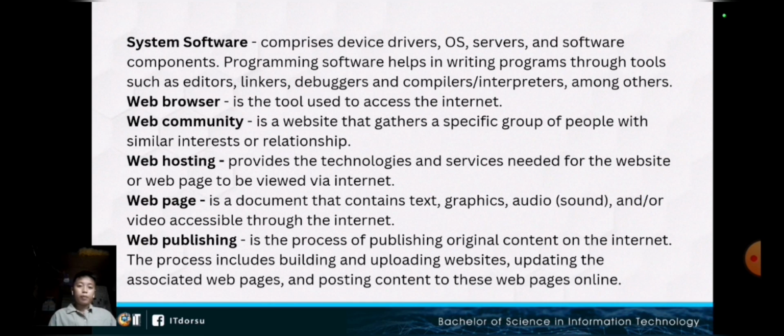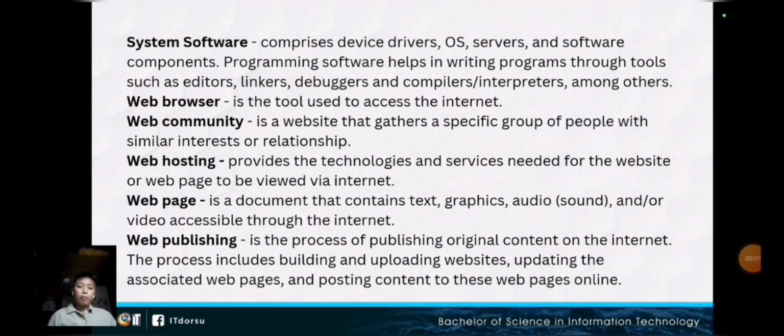Next is the web community. It's a website that gathers a specific group of people with similar interest or relationship. So, it serves as a common ground for people who share the same interests. Like, for example, Discord, WhatsApp, Facebook. Yan yung mga halimbawa ng web community.